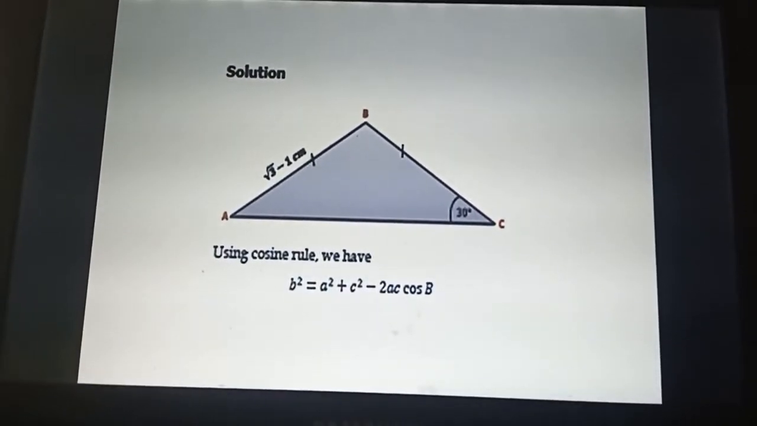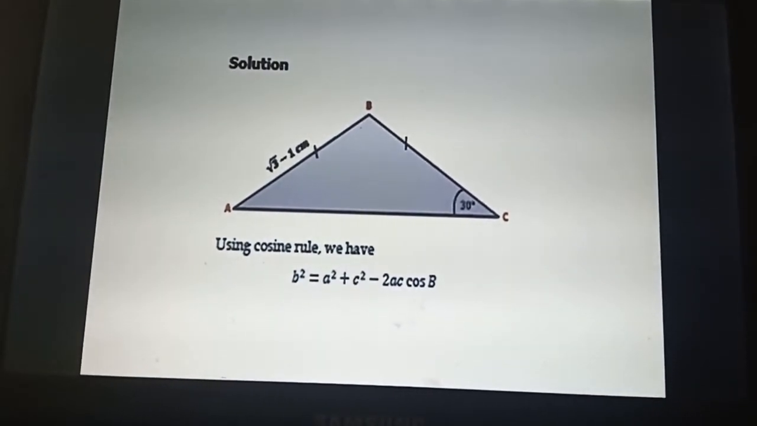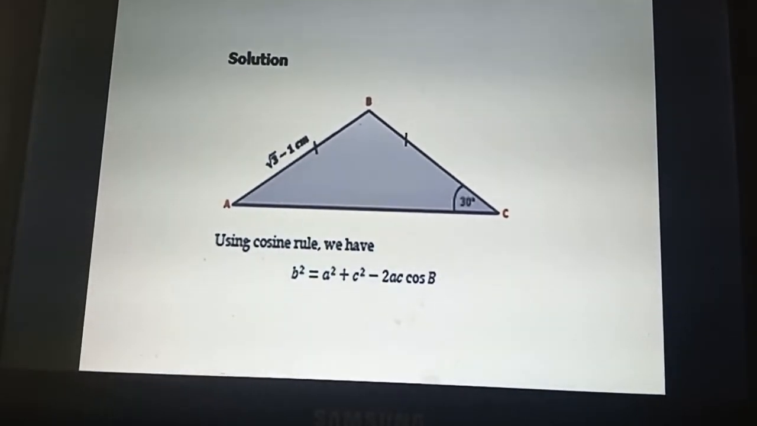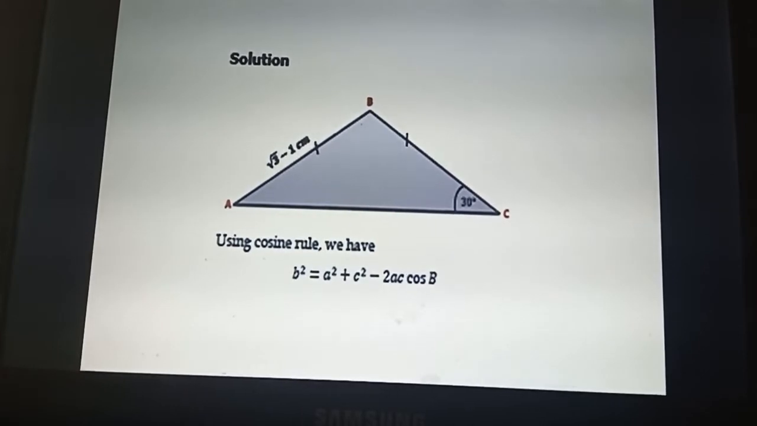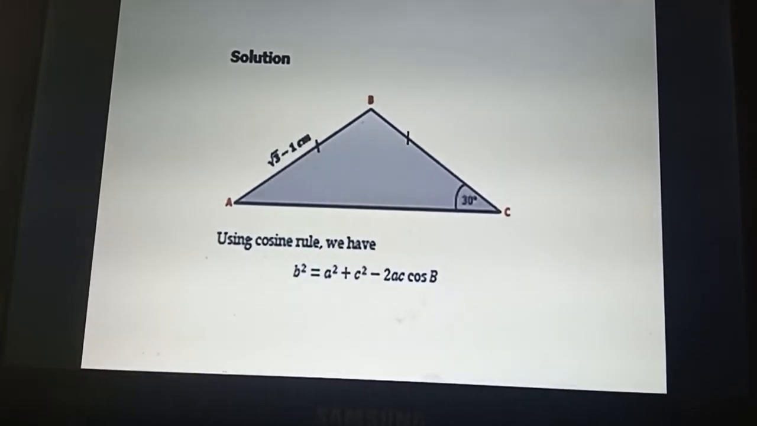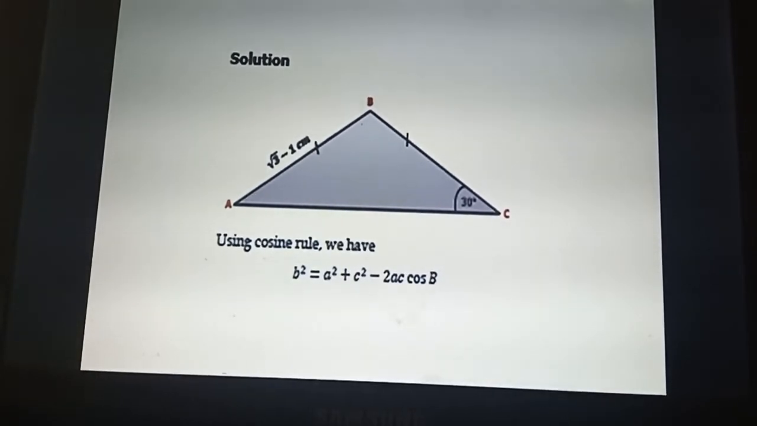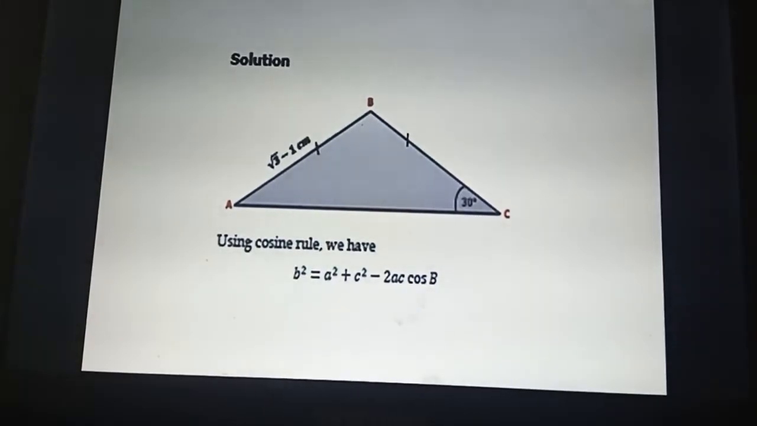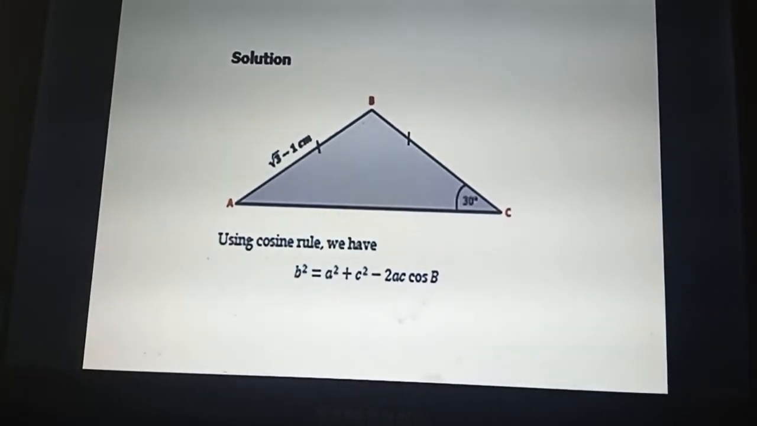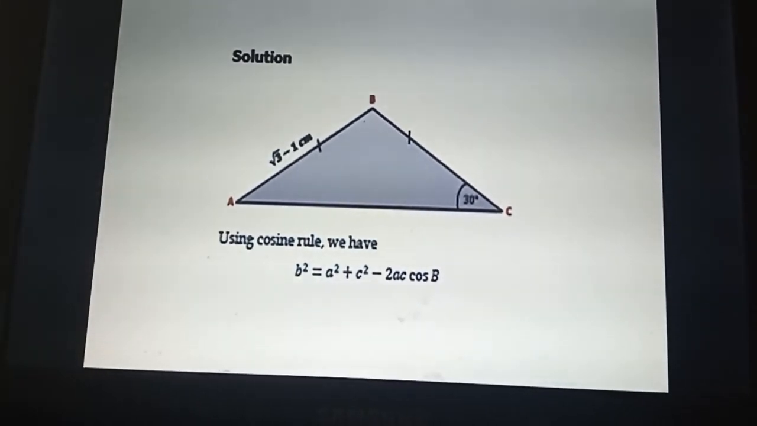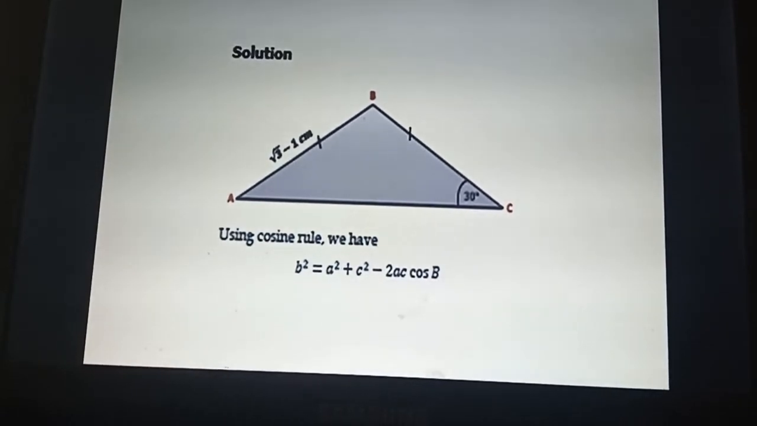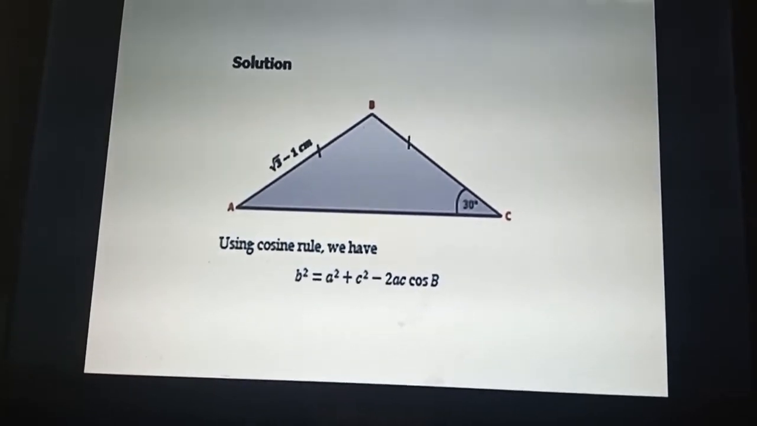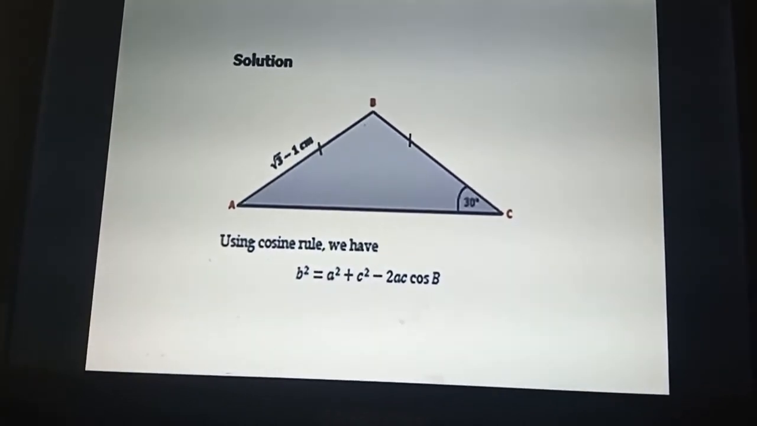So this is the angle ABC, angle A to B we have root 3 minus 1 centimeter, then our theta is 30 degree. So using cosine rule, which is equal to b square is equal to a square plus c square minus 2ac cos B. We are going to use this method to solve this problem.